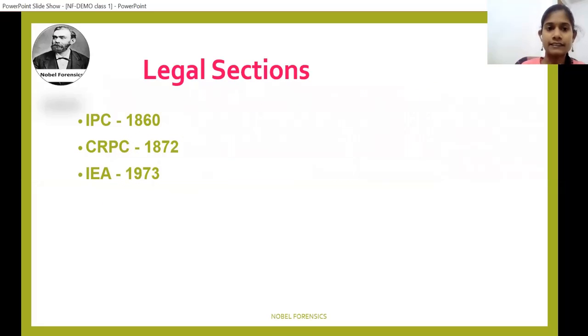Then legal sections. There are mainly IPC, CrPC, and IEA, and other things also. IPC, Indian Penal Code, was enacted in 1860. CrPC, Criminal Procedure Code, was enacted in 1872. IEA, Indian Evidence Act, was enacted in 1973. These are very important, and those years are also important. And to learn the legal sections in these three, there are two methods.